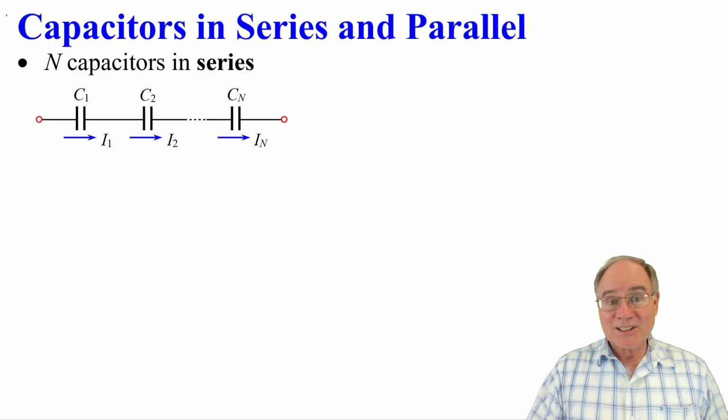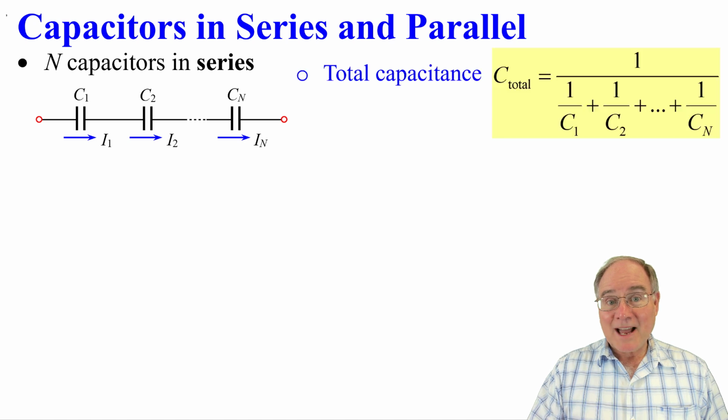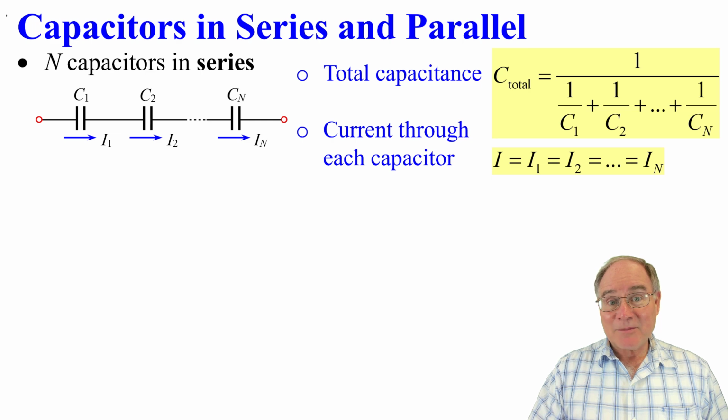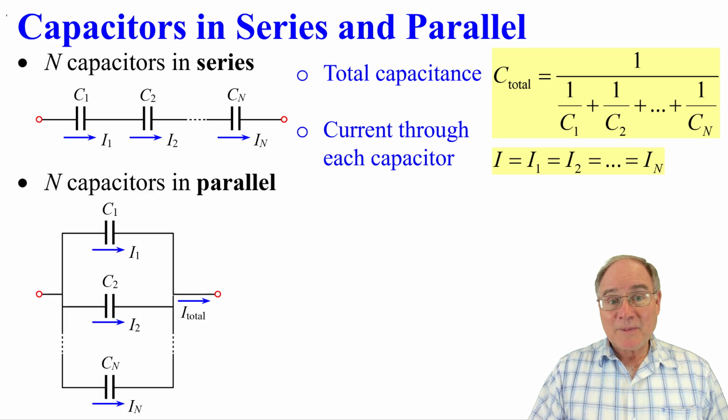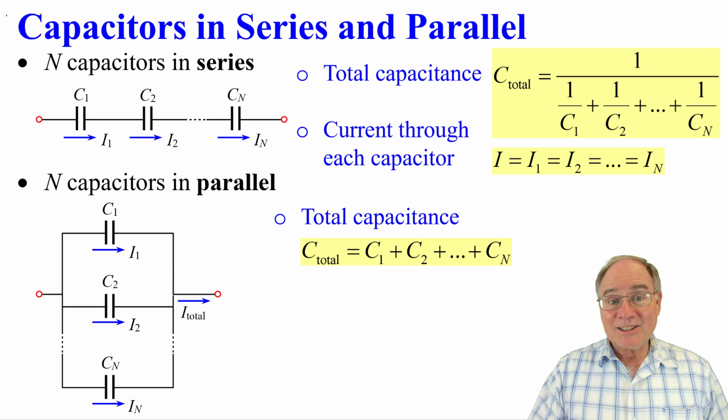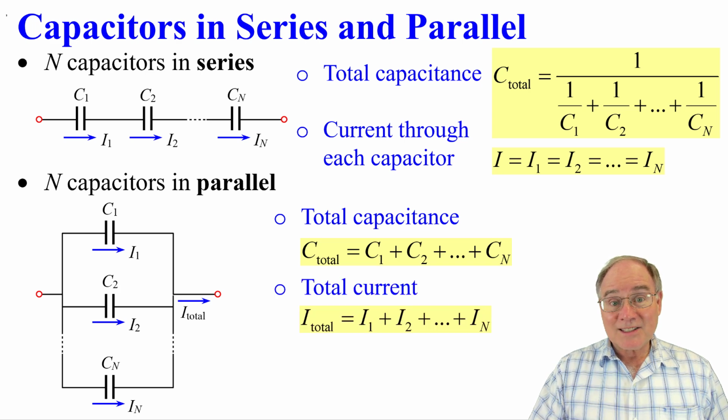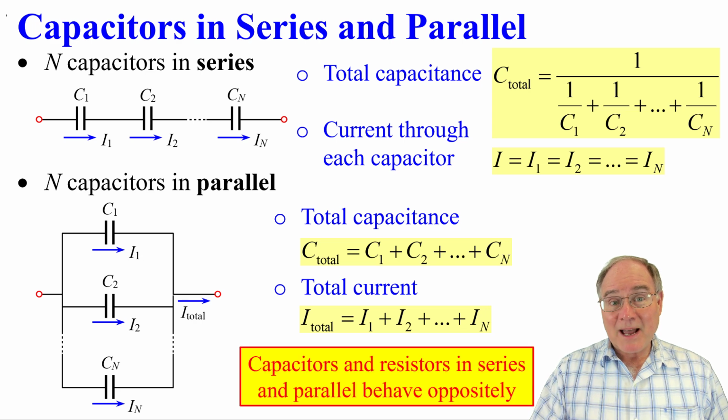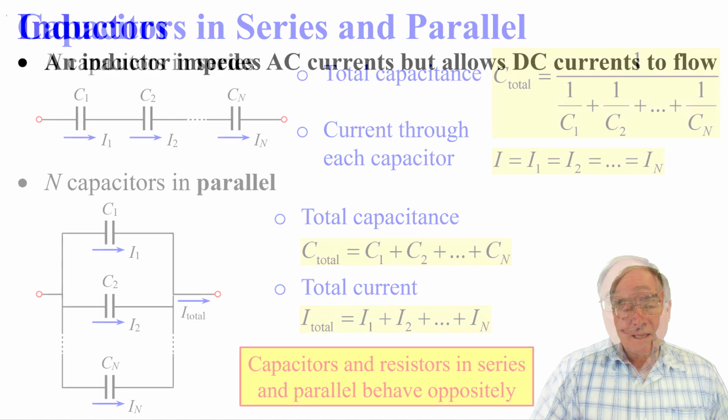For capacitors in series, the total capacitance is the reciprocal relationship, but the current is the same through each capacitor. For capacitors in parallel, C total is just the sum of all the components, and the total current is the sum of all the currents in each branch. If you compare, you'll see that capacitors and resistors have kind of opposite behaviors.